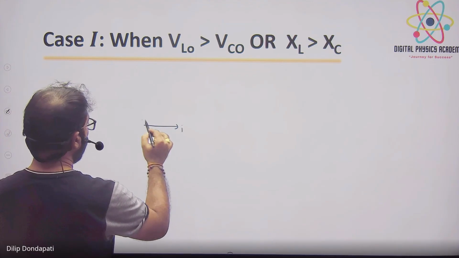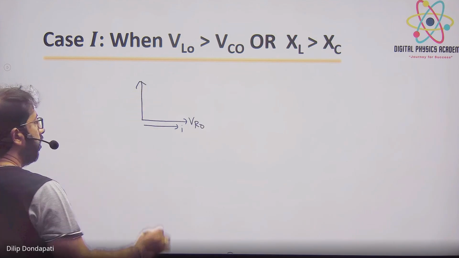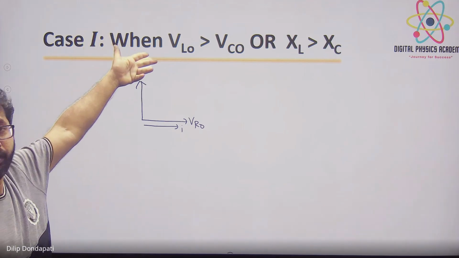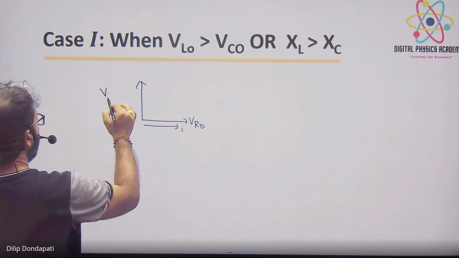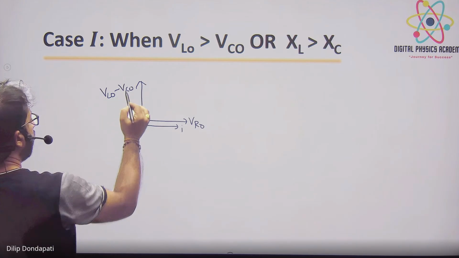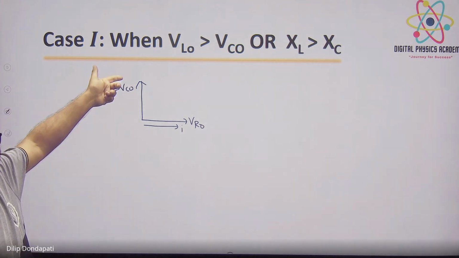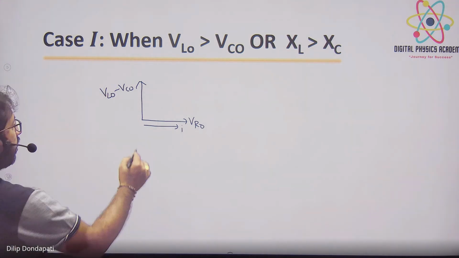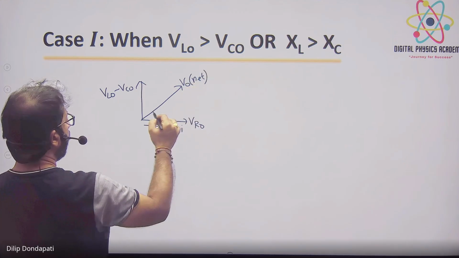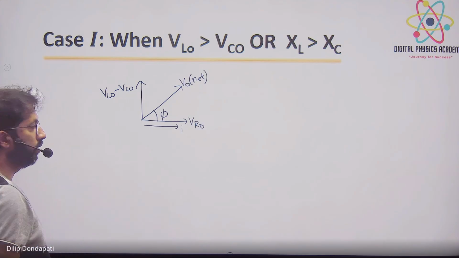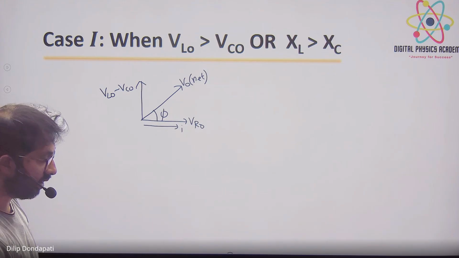I, VR naught. What will come upward? Tell me. If VL naught is greater than VC naught, the net voltage will be VL naught minus VC naught, right? Earlier it was up and down, now the net voltage comes upward. Now in the diagram, the net voltage will be like this, V naught net at angle phi. Here the inductor is winning since XL is greater than XC.